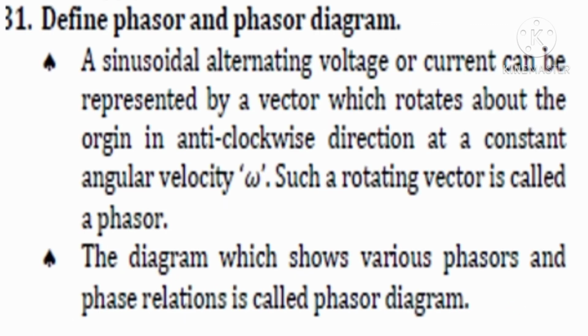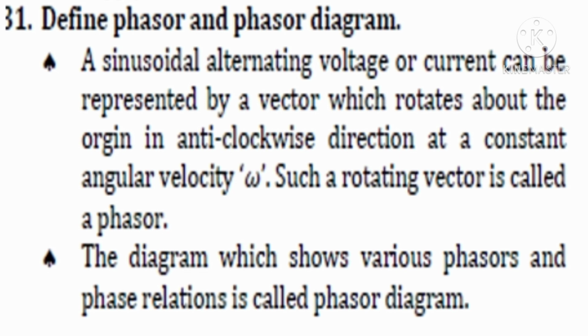Next one is the definition for phasor and phasor diagram. A sinusoidal alternating voltage or current can be represented by a vector which rotates about the origin in anticlockwise direction at a constant angular velocity omega. Such a rotating vector is called a phasor. The diagram which shows various phases and phase relations is called a phasor diagram.